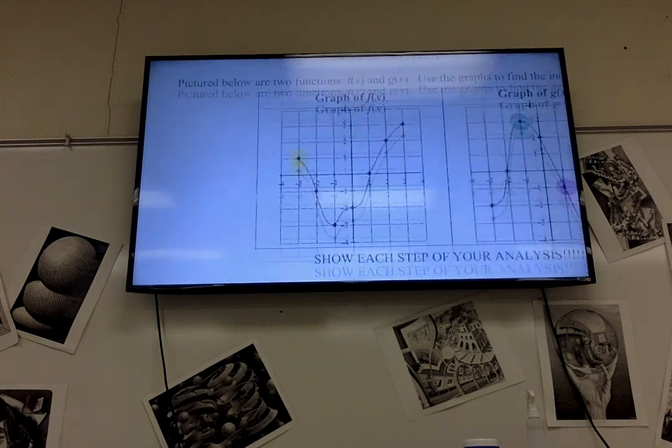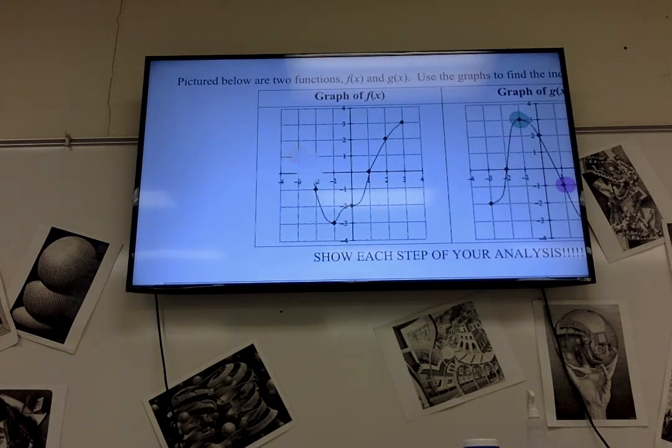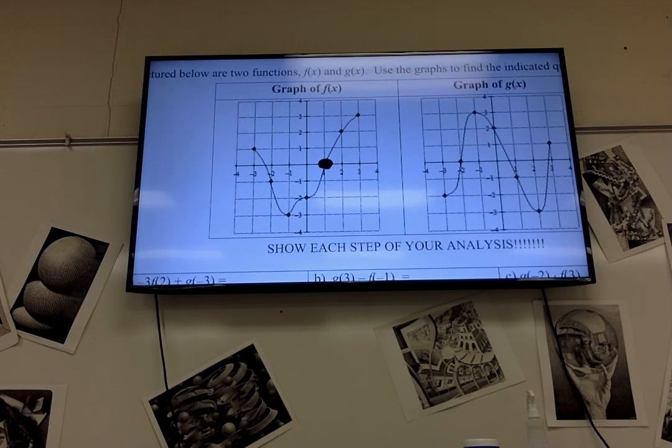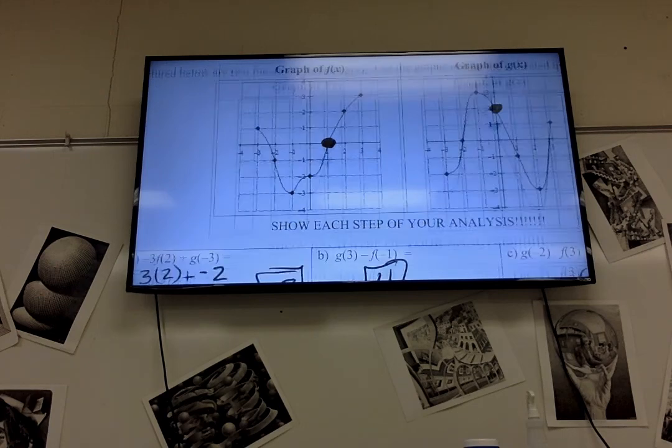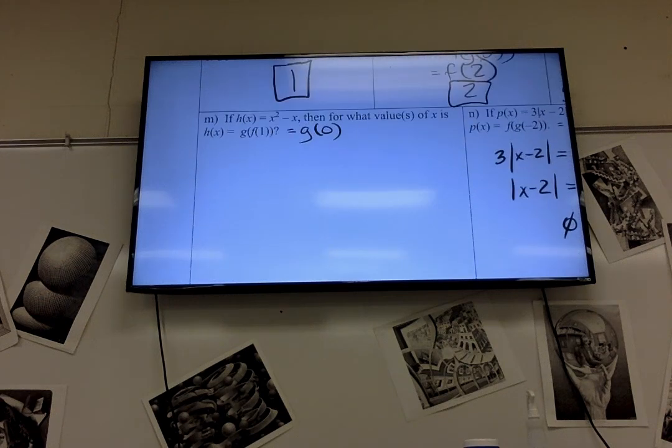And if you weren't sure, let's go back up there real quick. F of 1 is right here, and the y value for that is 0. Then we find g of 0. Shelby, what's g of 0? 2. Yes. Again, if we look over here, g of 0 is right there, and the y value for that is at 2. So that is equal to 2.